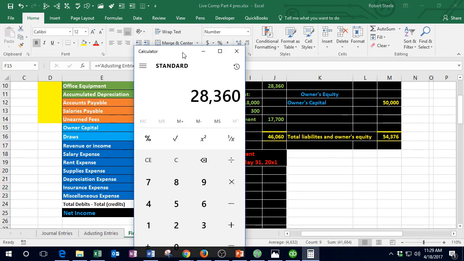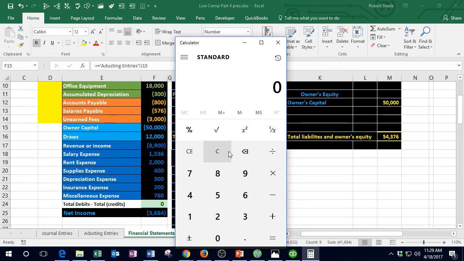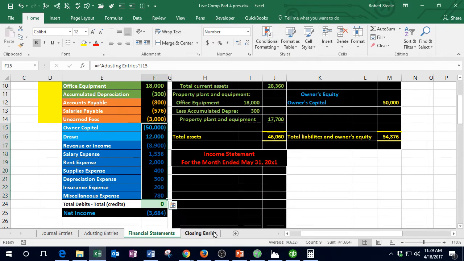Now remember, we're taking debits and credits here. So what we're taking in order to do that is going to be a 50,000. I'm just going to put it as a positive 50,000, and then we're reducing the equity section by 12,000 plus the 89 income minus the expense 1536, minus the expense of 2,000, minus the expense of 400, minus the expense of 300, minus the expense of 200, minus the expense of 780 gives us the 21,784, and that is not what I have here.